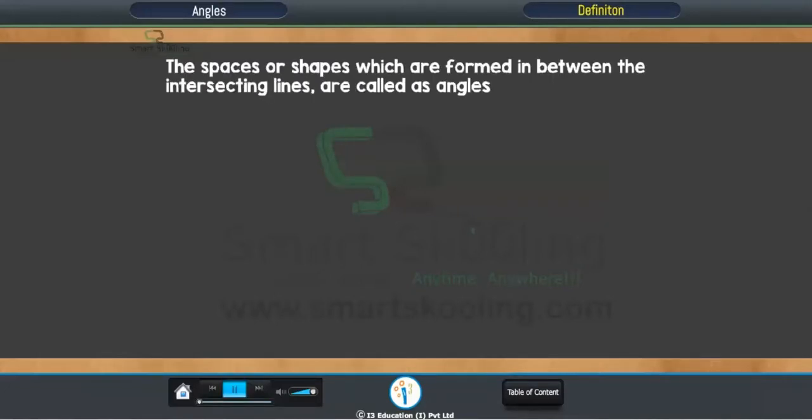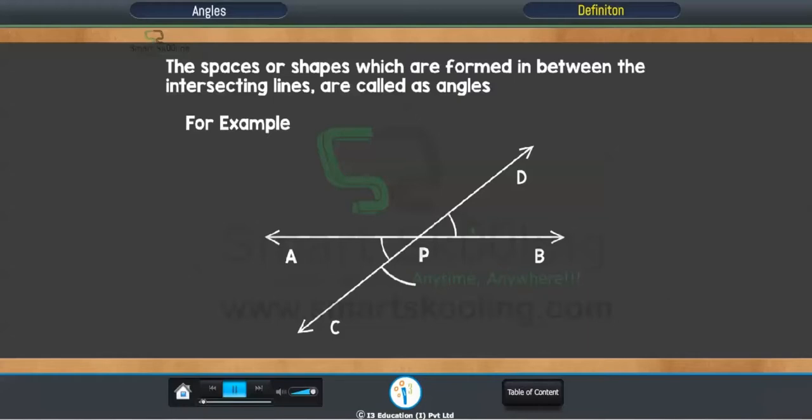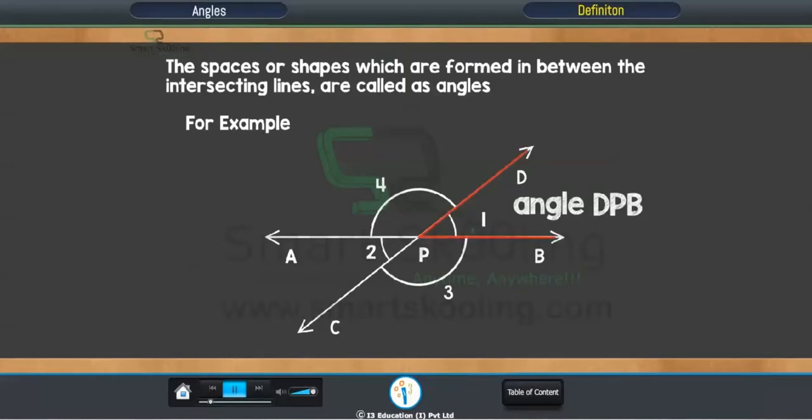The spaces or shapes which are formed in between the intersecting lines are called angles. For example, these intersecting lines form 4 angles. But instead of calling these angles 1, 2, 3 and 4, in geometry we name them by the points used to make them. For example, we can call this angle DPB, because if we trace along those points, they outline that angle. And this angle here, we can call it angle APD, because connecting those dots forms that angle.